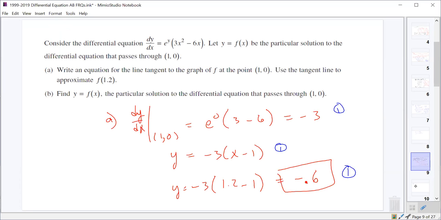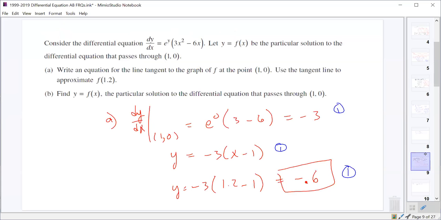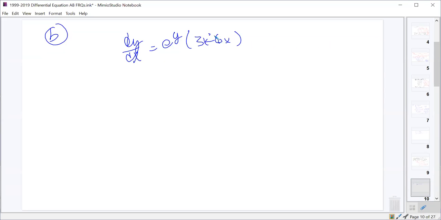So let's take a look at B. We're going to solve this differential equation. So dy/dx is e to the y times (3x squared minus 6x). Okay. So now we need to, for the first point, separate the variables, and that's always the first point.